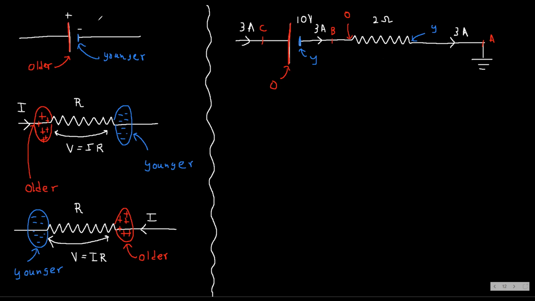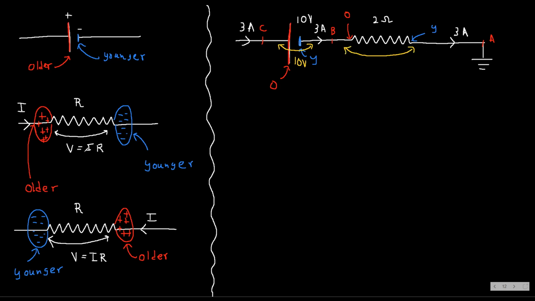Now we have to mark the age difference or potential difference of each component. First, I am going to mark the voltage difference of this 10 volt cell. What is the voltage difference or age difference of this 10 volt cell? It's 10 volt. Now, we have to calculate the voltage difference or age difference between these two terminals also. That means the voltage difference across the resistor.